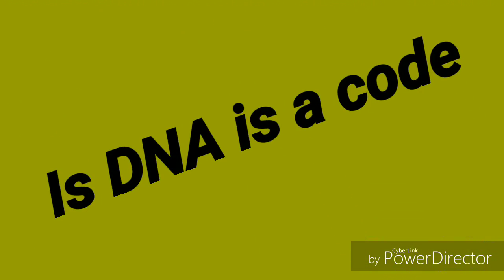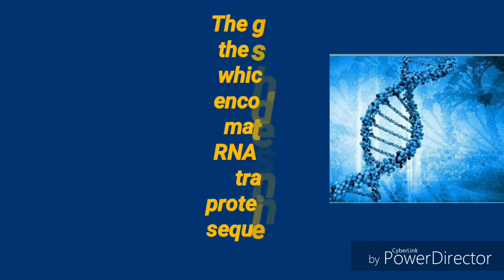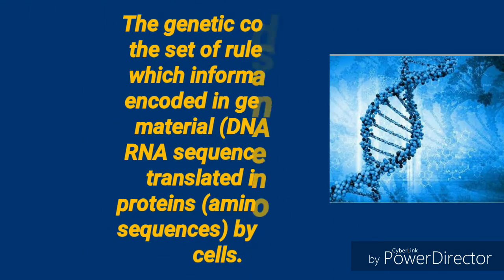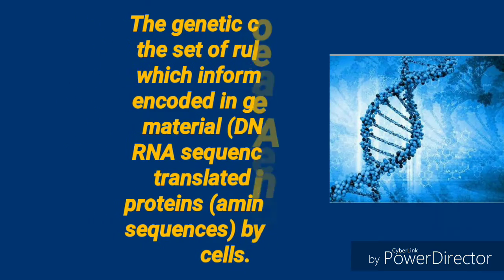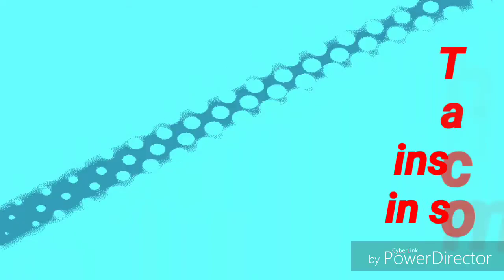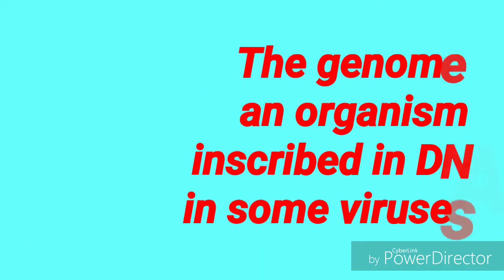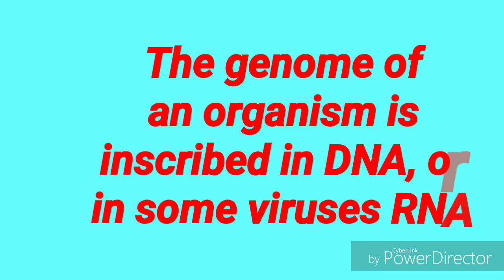Is DNA a code? The genetic code is the set of rules by which information encoded in genetic material, DNA or RNA sequences, is translated into protein by living cells. The genome of an organism is inscribed in DNA or, in some viruses, RNA.